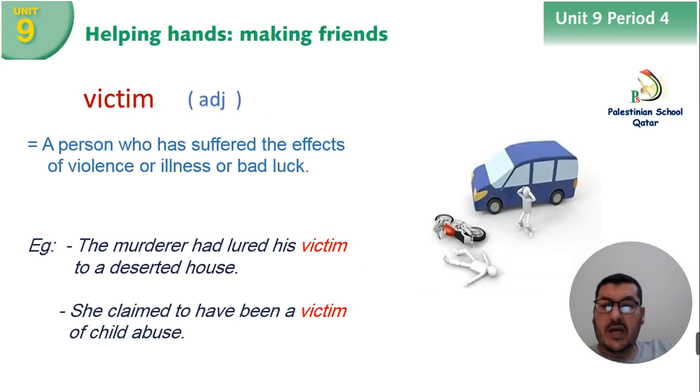After organization, we have victim, and here the picture. The man in his car hit the motorcycle, and the man, the victim, is on the floor, dead or injured, with broken legs, arms, whatever. So a victim is a person who has suffered the effects of violence or illness or bad luck. For example, the murderer had lured his victim to a deserted house. Another example: she claimed to have been a victim of child abuse.